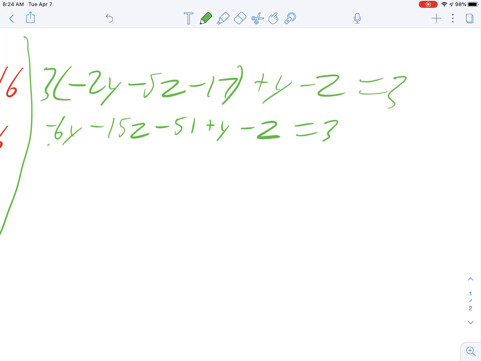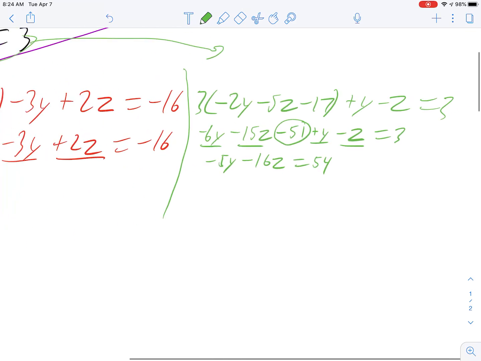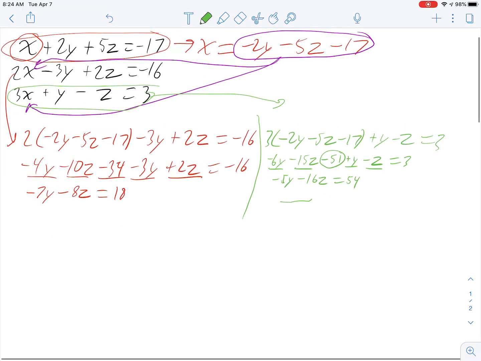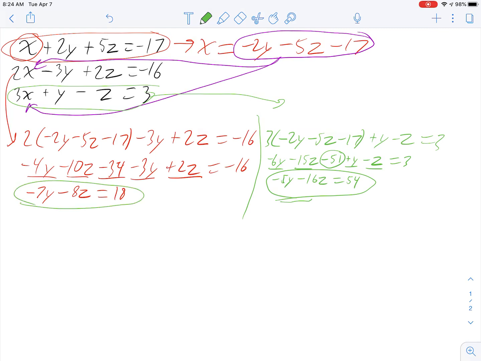And now let's clean that up. Let's combine the y's together. That's a negative 5y. There's a negative 16z. And then I'm going to add that 51 to both sides. So that's 54. So now I've got 2 equations with 2 variables, and now you should know how to solve that.